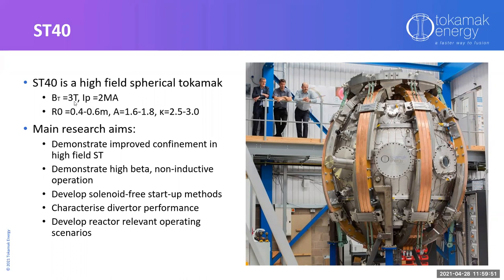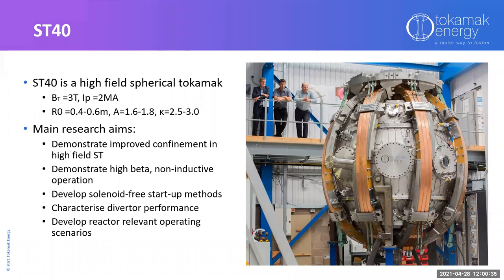I compare ST40 with JET and JT-60SA because the magnetic field is similar. The plasma current is 2 megaamps, which is also consistent with the typical JET plasma current. I know JET can go to much higher plasma current, but it's not rare to see JET plasmas with 3 tesla and 2 megaamps. The major radius is much smaller than a conventional tokamak, between 0.4 and 0.6 meters, because we can vary the major radius of the plasma inside the vacuum vessel.